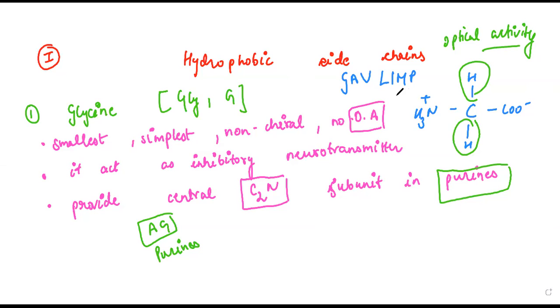Next is alanine. In the last point, I said the amino acid glycine provides the C2N subunit, which is the basic backbone in the purines, and there are two purines, adenine and guanine. Next we have alanine.